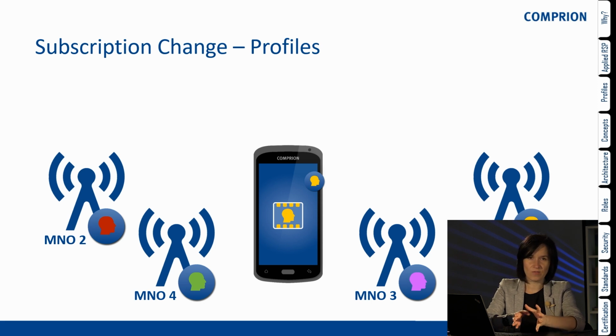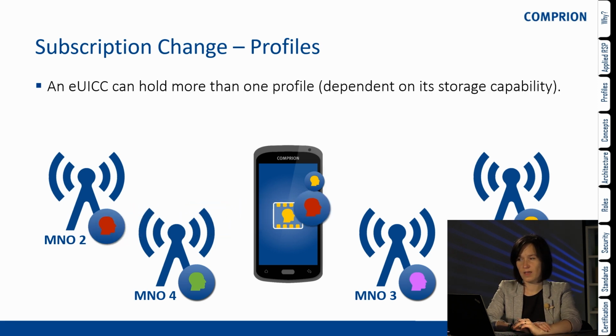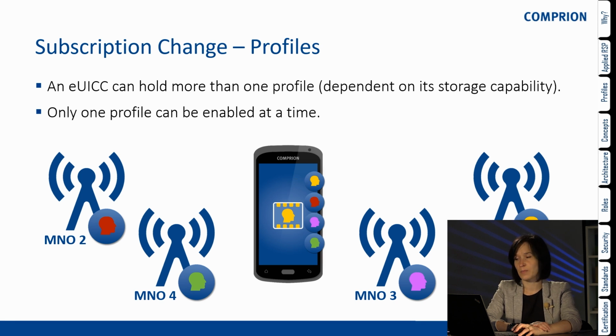Okay, this is the main difference from the deployment perspective of the profiles. An eUICC can hold more than one profile. It depends on the storage capability. So the profile can be downloaded, then it needs to be enabled. But only one profile can be currently enabled at a time.